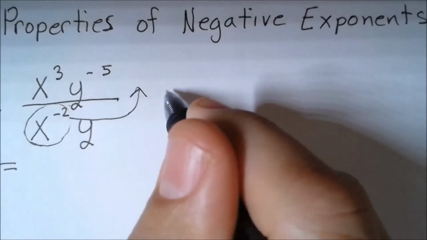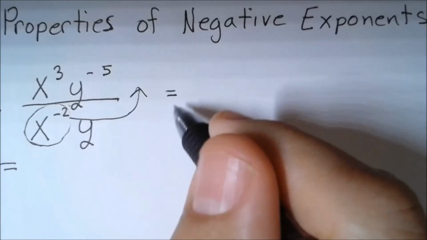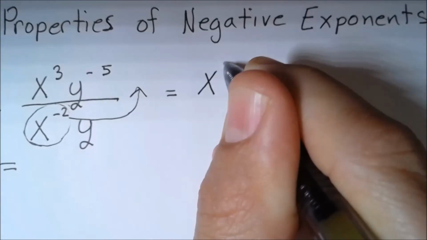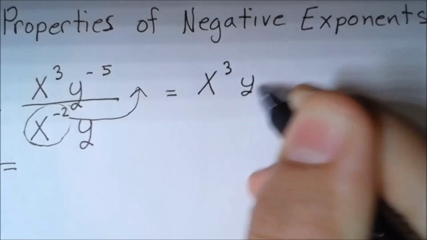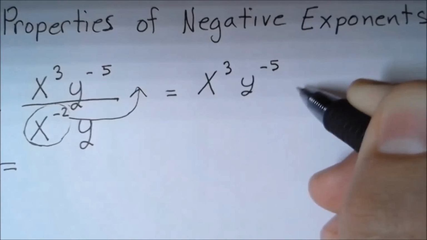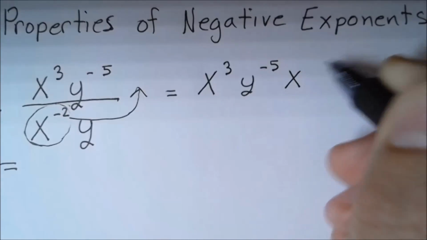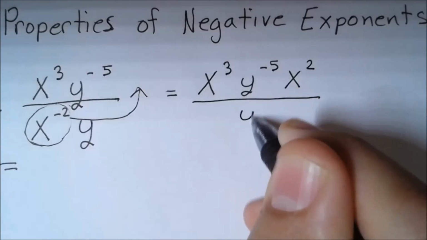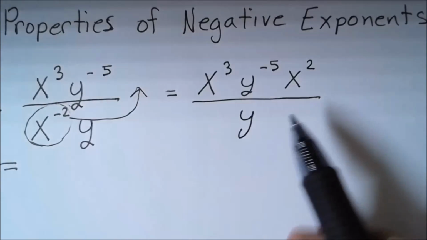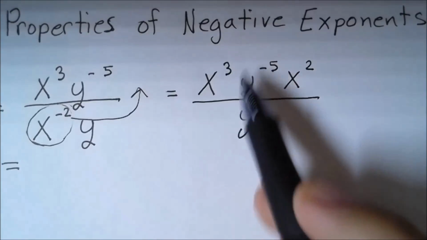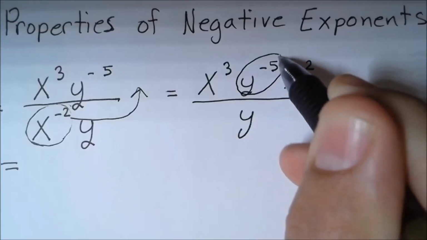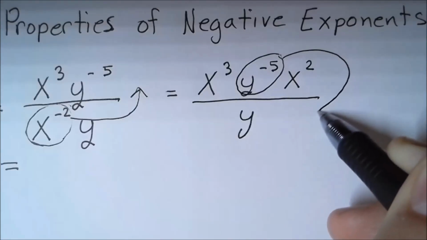And so I'm going to write this kind of sideways so you can see what I'm talking about. If I move it up, then I now have x to the power of 3 times y to the power of negative 5 times x to the power of 2, and the only thing left on the bottom is y. But now we have another issue. We have the negative 5 on top. Well, I'm going to use that rule again, and I'm going to take this y to the negative 5 power and move it to the bottom.